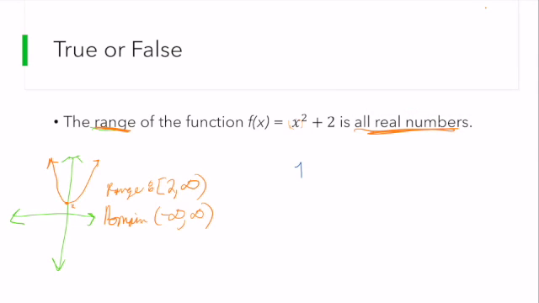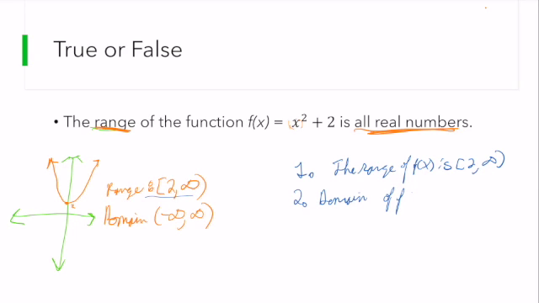So first, we could say the range of f of x is, instead of all real numbers, we now know the range is 2 to infinity. Or I could change the word range to domain, because the domain of f of x is all real numbers, like it said in the statement. So correct these to make them a true statement. Don't just negate them. Don't just say the range is not all real numbers. Tell me what the range is.